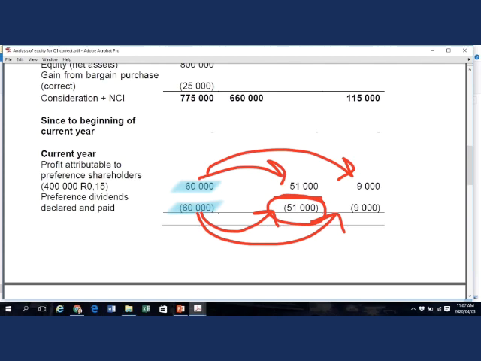What you have to pick up here is that this movement for NCI, the non-cumulative preference dividend of 9,000, being the portion at 15% attributable to NCI, was attributed to them. That's step one, but it was also declared in the current year. Therefore, it has no effect on the closing balance of NCI in the SFP. Please remember, we're busy calculating closing balances. So the amount attributed and the amount declared is the same. Therefore, the NCI closing balance should not change as a result.